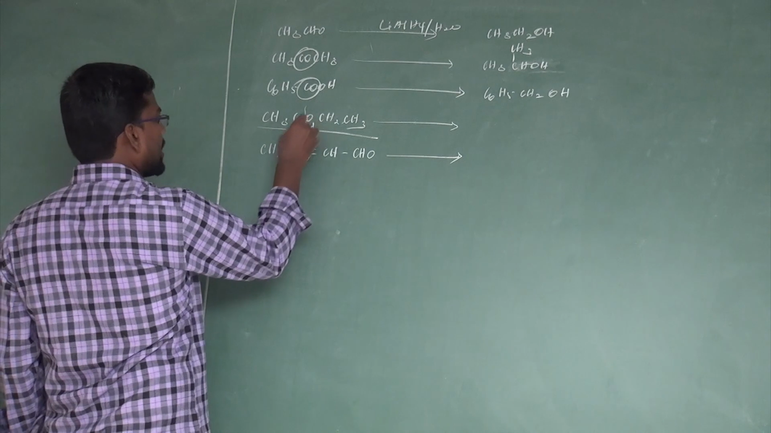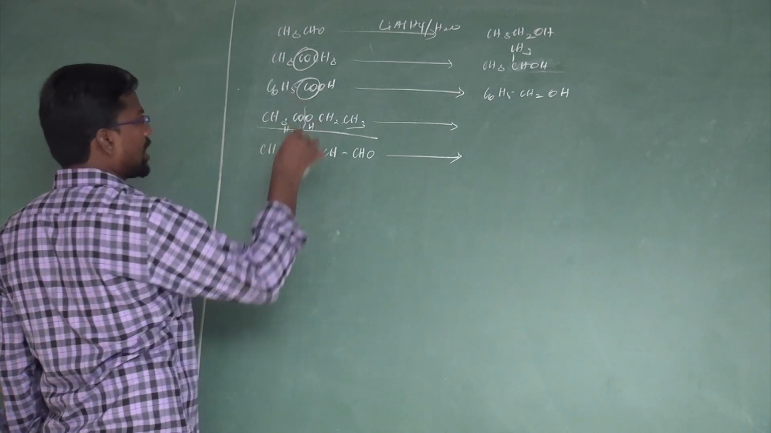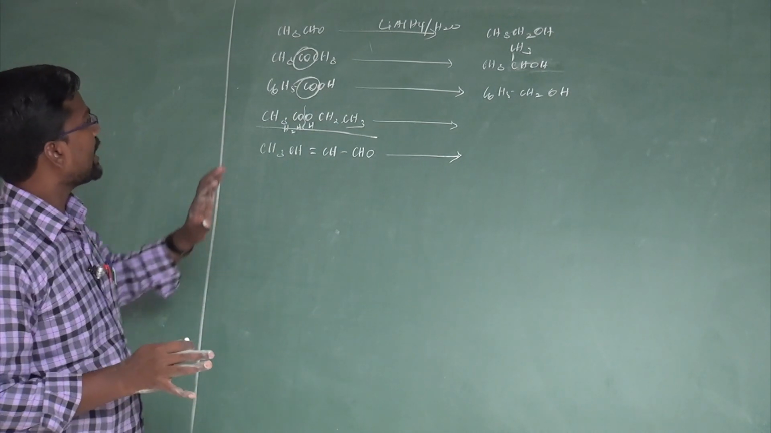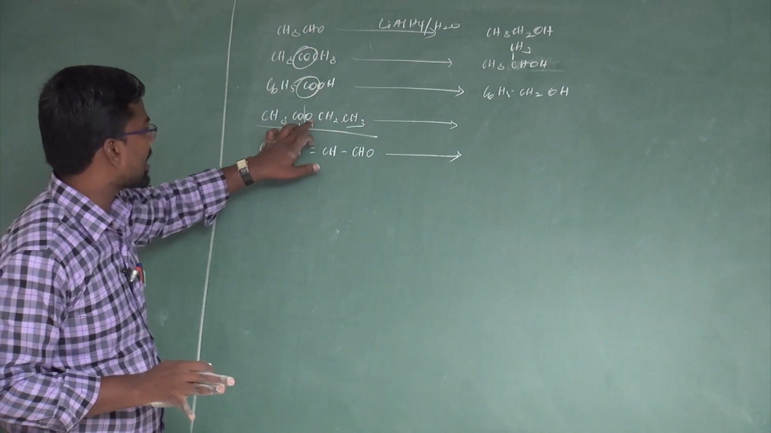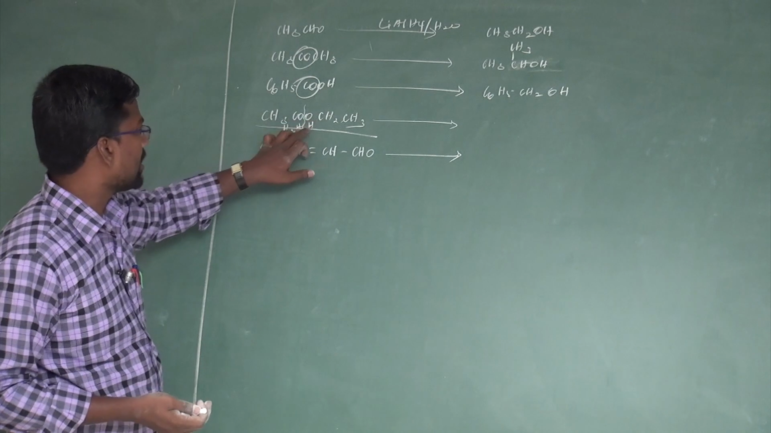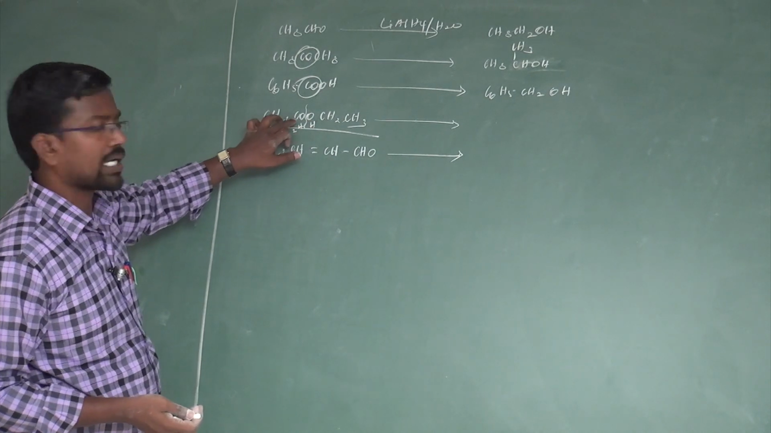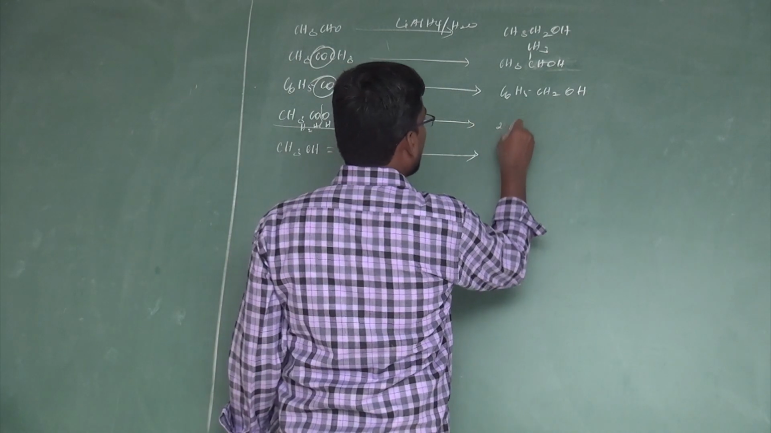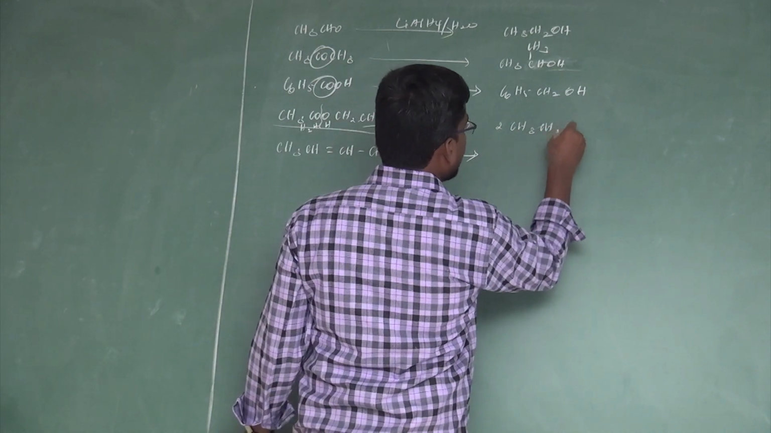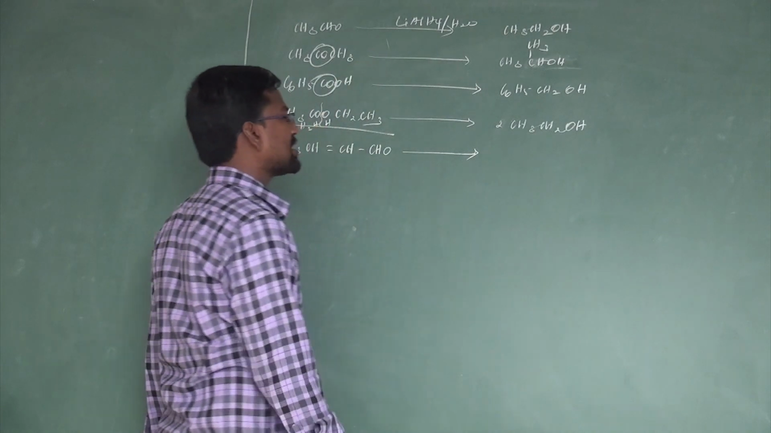In the hydrogen, in CH2 and hydrogen, totally 3 hydrogens are there. Totally, lithium aluminum hydride gives 4 hydrogens. 1 hydrogen can combine with the oxygen. Another 3 hydrogens can be combined with C double bond O to give 2 moles of CH3CH2OH, ethyl alcohol, 2 moles of ethyl alcohol.